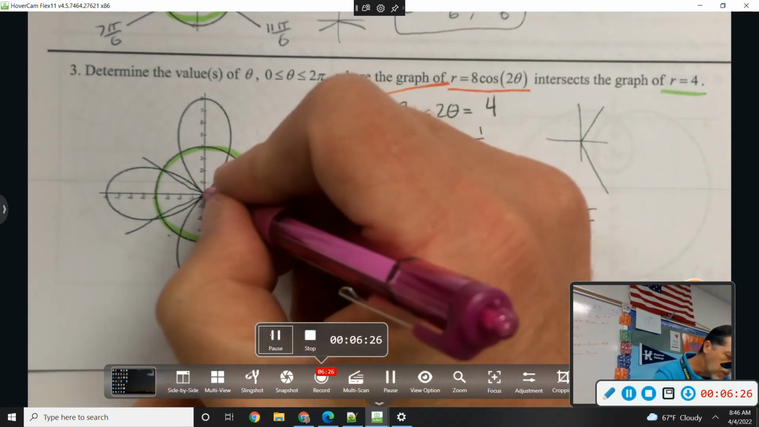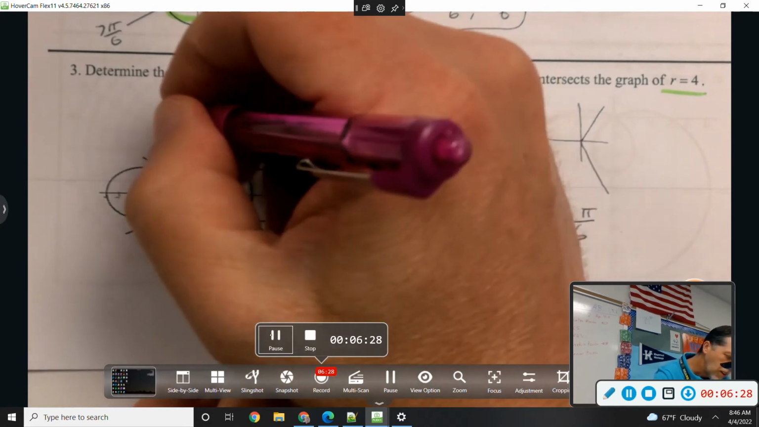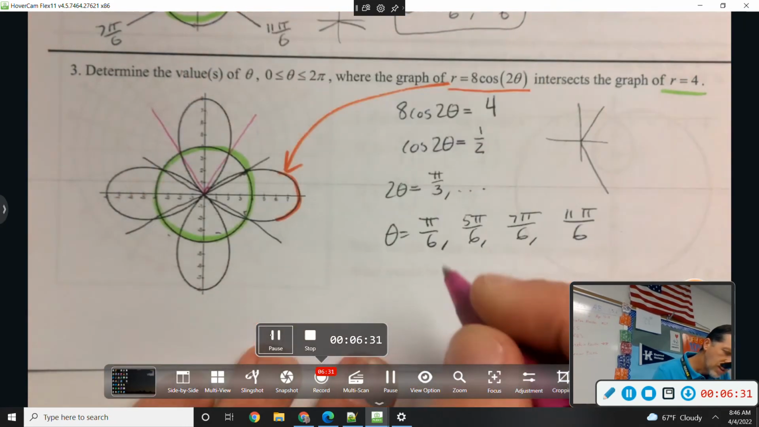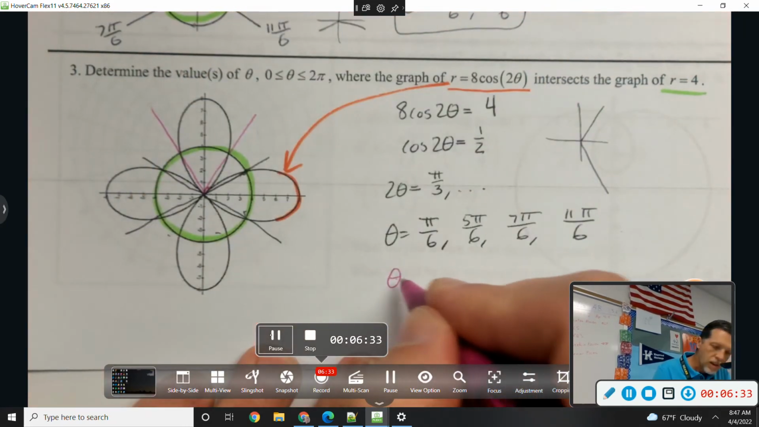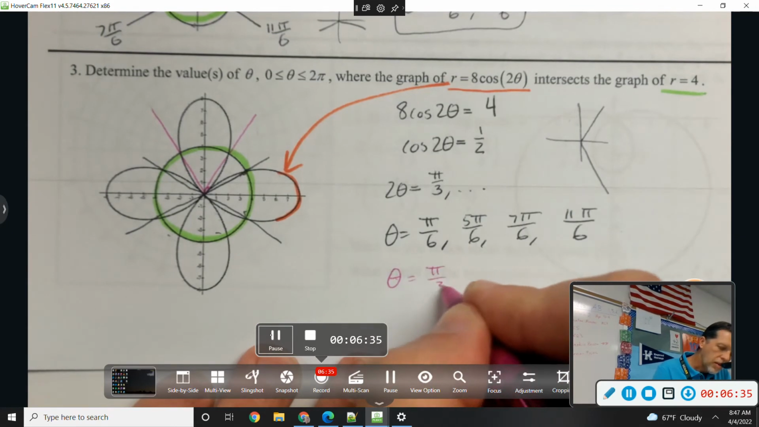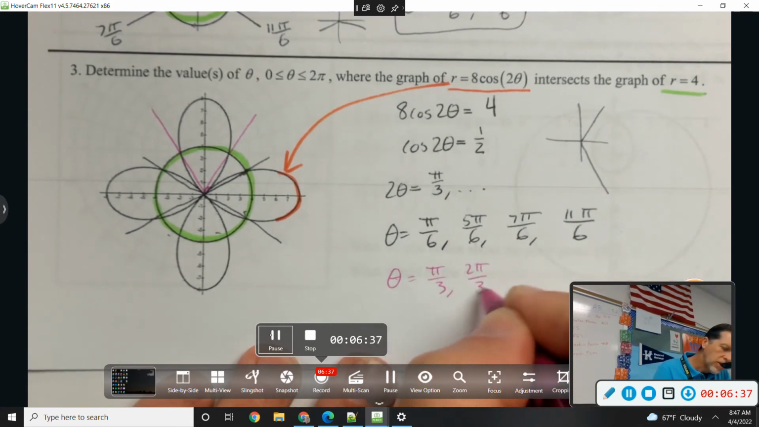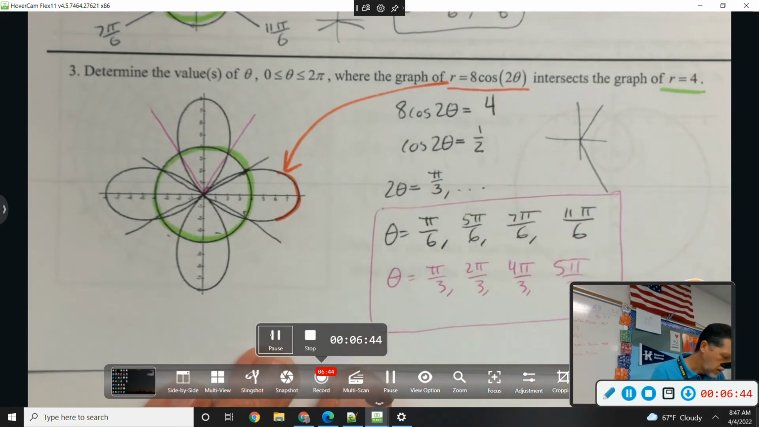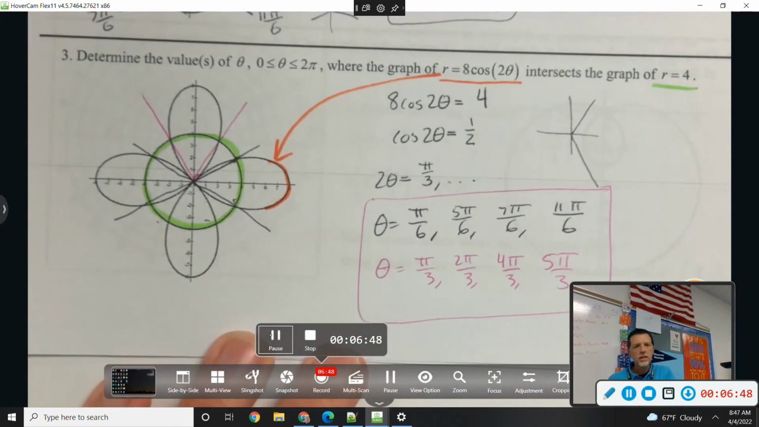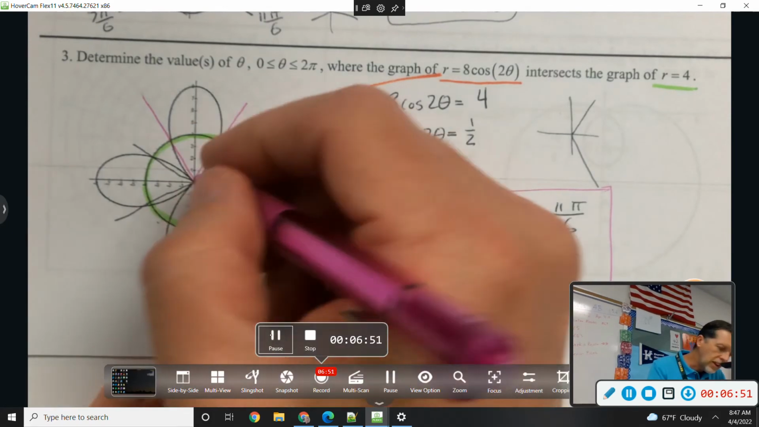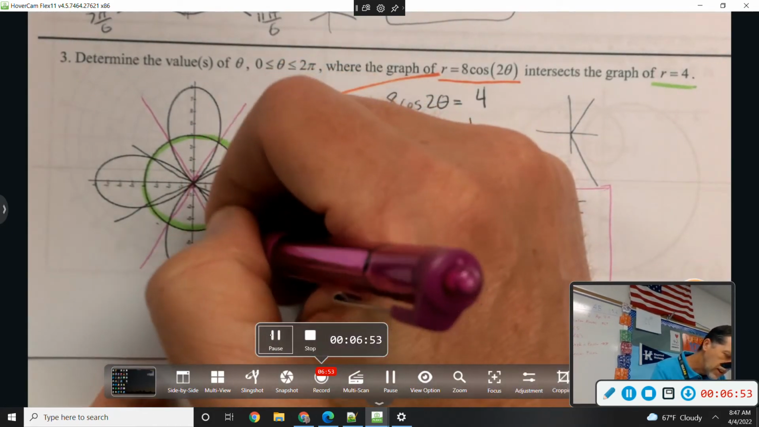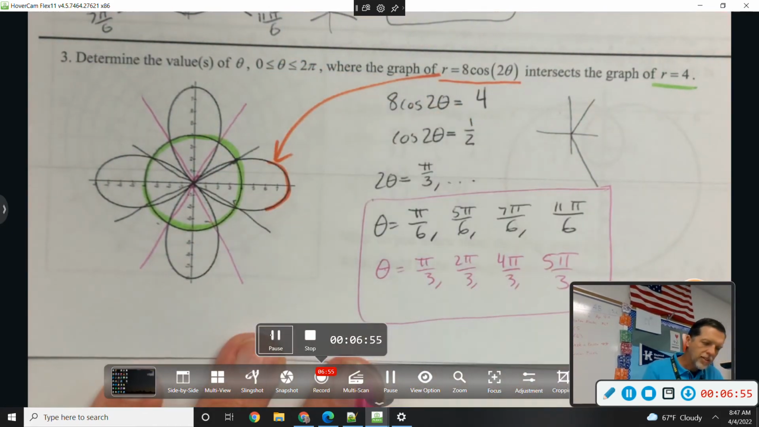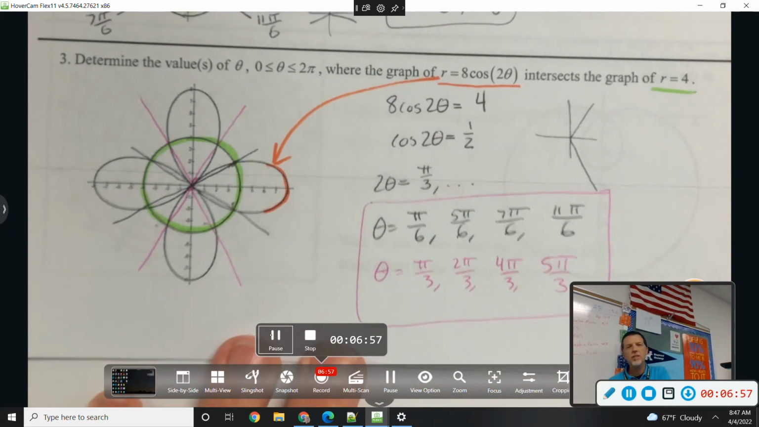But it's also the over 3's. Pi over 3, 2 pi over 3, 4 pi over 3, 5 pi over 3. So use the pictures and the equations kind of together. Yep, that's 8 answers, and we got 8 intersections on the graph.